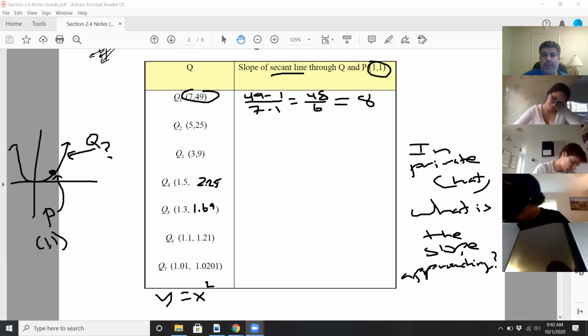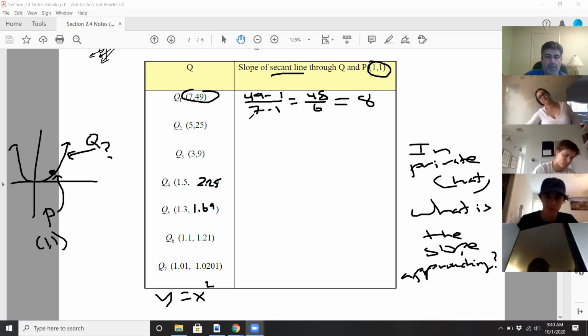Okay. Good, most of you are saying 2. That's good. You should be getting something close to 2. I'll tell you the slopes, because I haven't calculated them on my other screen here.